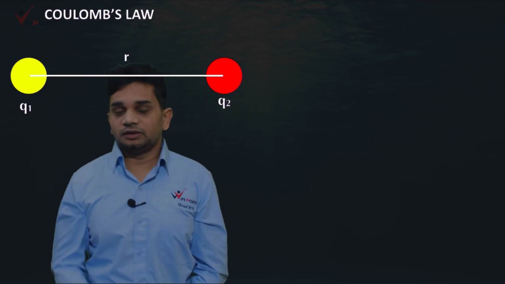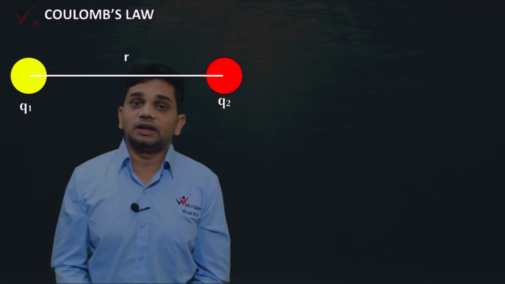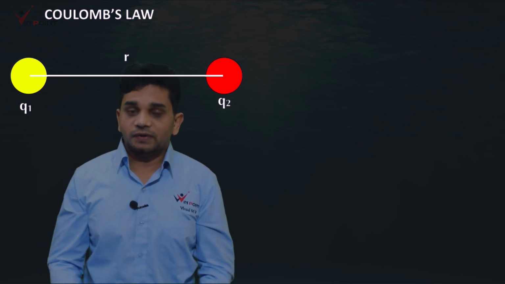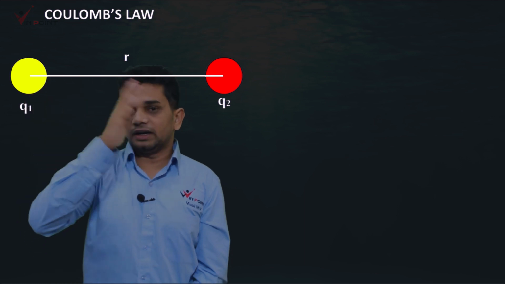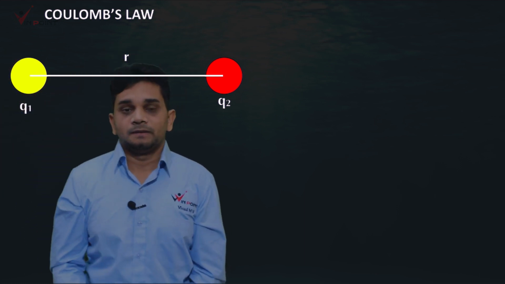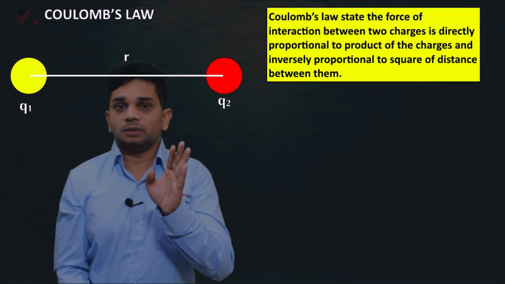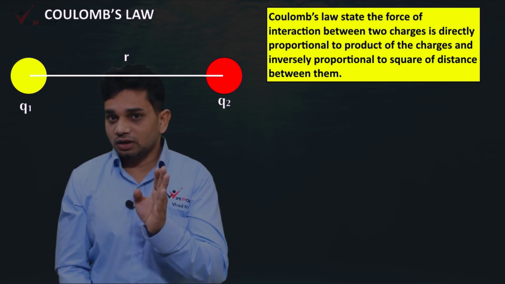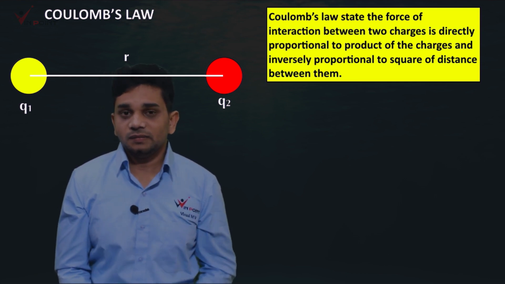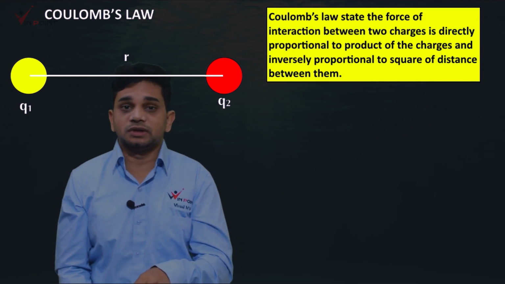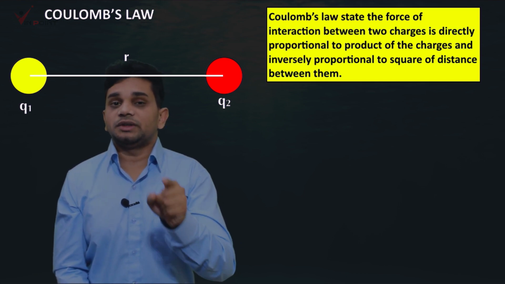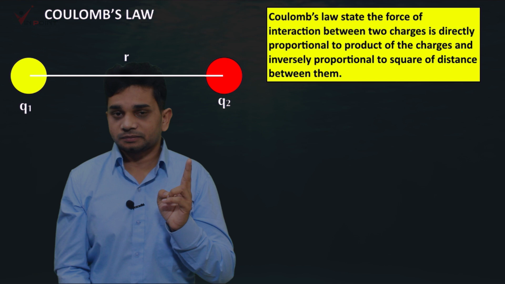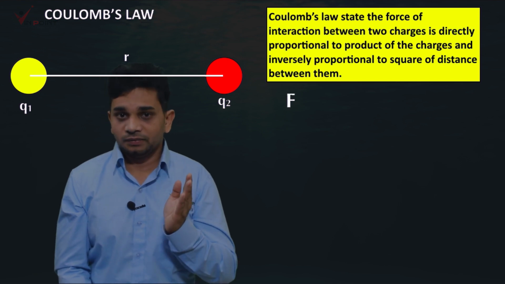Coulomb's law. We are considering two charges. We are going to write the mathematical expression, the equation we are going to find. There are two charges Q1 and Q2. Distance is R. According to Coulomb's law, force is proportional to product of the charges and force is inversely proportional to square of distance between the charges. Two factors only.